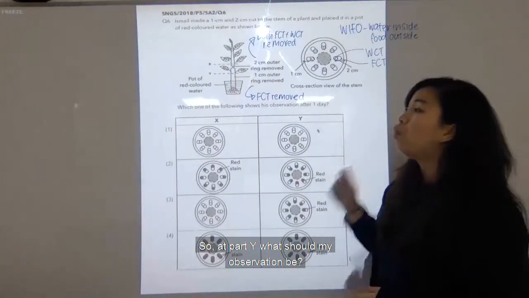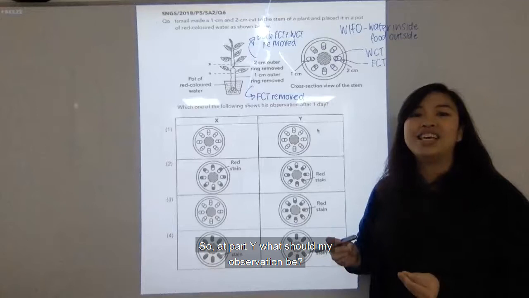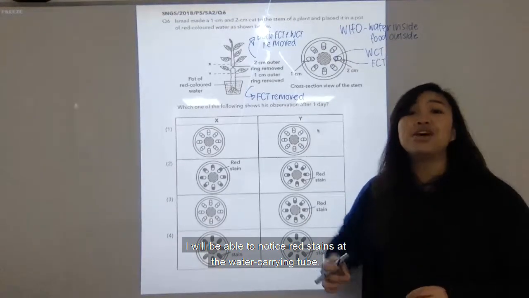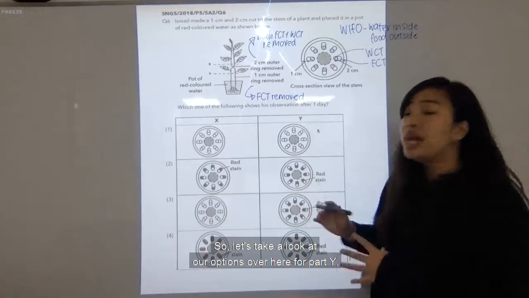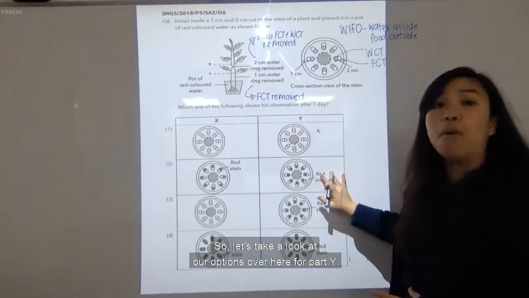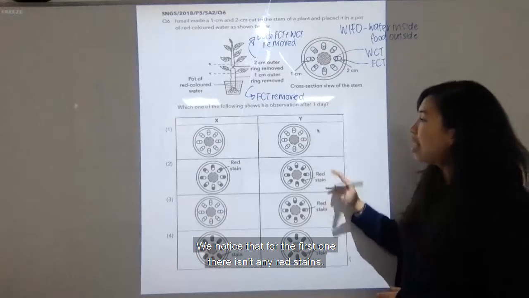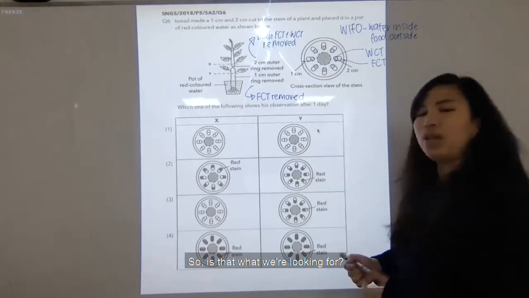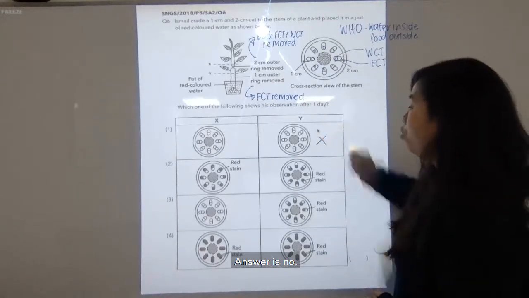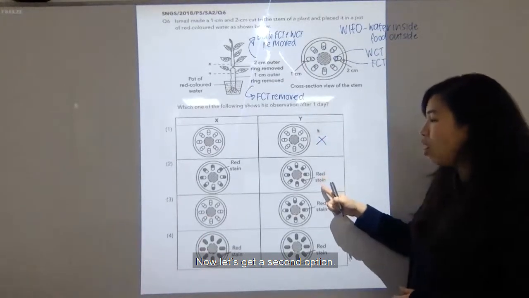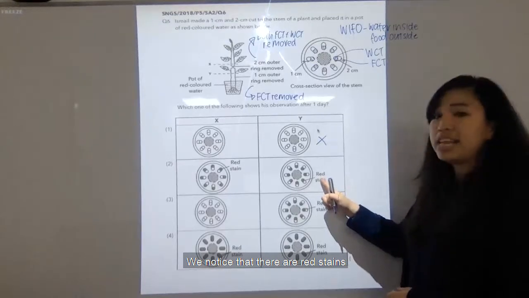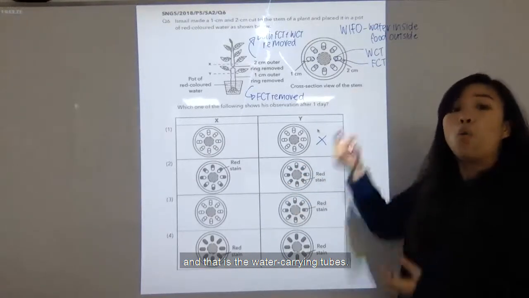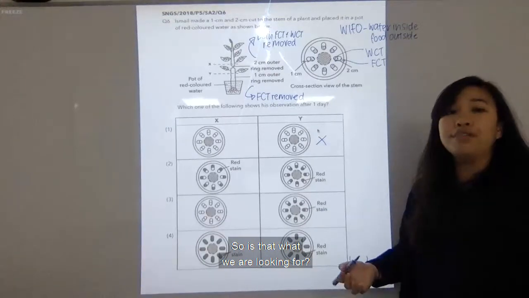So at part Y, what should my observation be? I will be able to notice red stains at the water carrying tube. So let's take a look at our options over here for part Y. We notice that for the first one, there isn't any red stains. So is that what we're looking for? The answer is no. Now, let's look at the second option. We notice that there are red stains and they are found on the inner set of tubes, and that is the water carrying tubes.